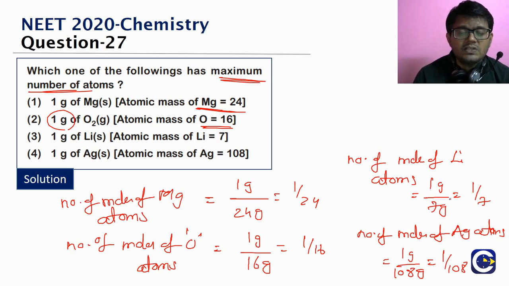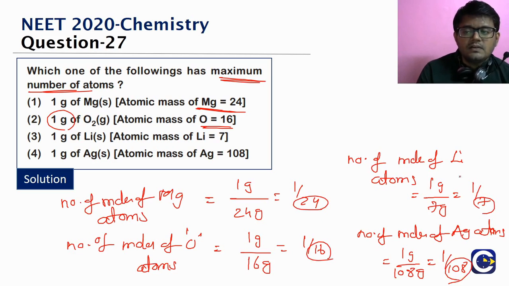Okay, so which fraction is going to be higher? Wherever the denominator is less. This is basic mathematics, right? Wherever the denominator is less, that fraction is going to be higher. Here you see denominators 24, 16, 7, 108. Where is the denominator least? In case of lithium, the denominator is least. Means this value is going to be highest.